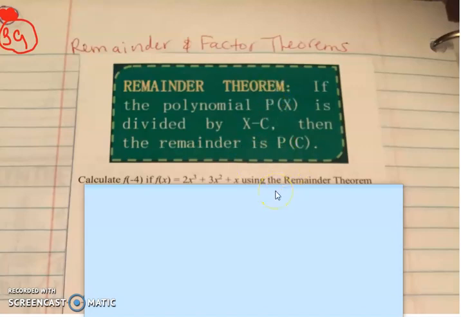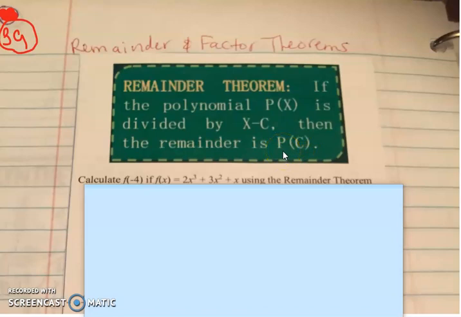So the remainder theorem obviously has something to do with the remainder of either a long division or a synthetic division, either one. It says if a polynomial p of x is divided by x minus c, so the polynomial would be the dividend, x minus c would be the divisor, c is just going to be some constant, then the remainder is p of c. What that means is that if you were to plug c into the original function, the remainder will be the value of whatever that y value is. It will actually be the exact same thing.